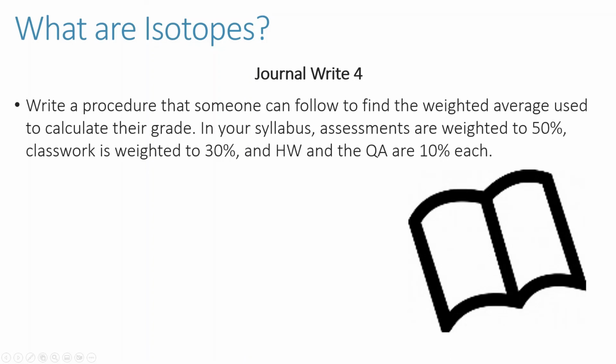So let's say that this student had an average score of 70 in their assessment category, an average score of 80 in classwork, and 100% on homework, and a 70 on quarterly assessment. So we could use those numbers and calculate what their weighted grade is.